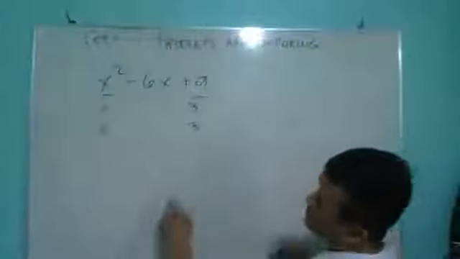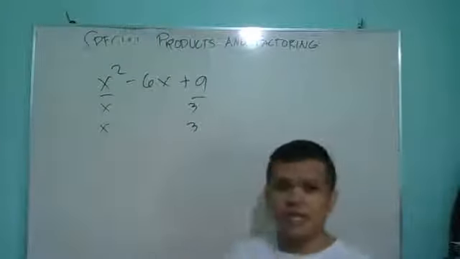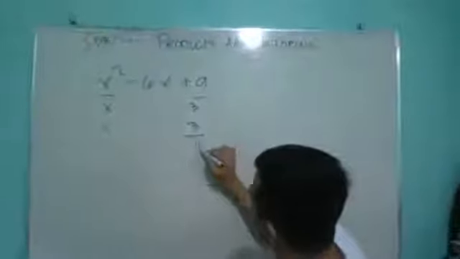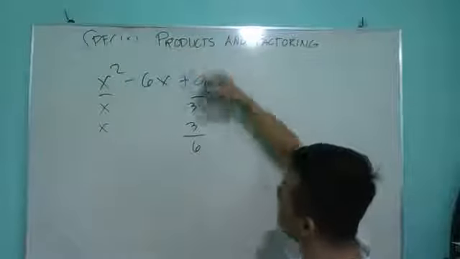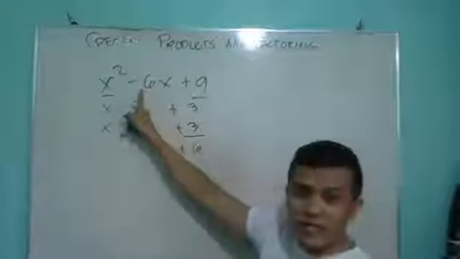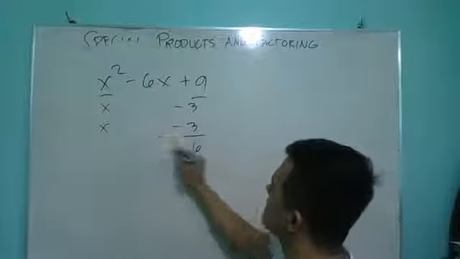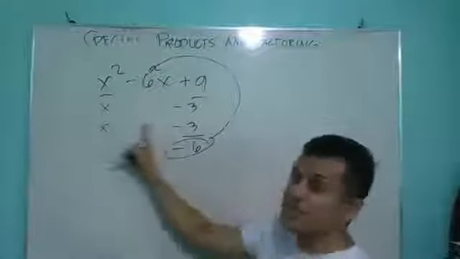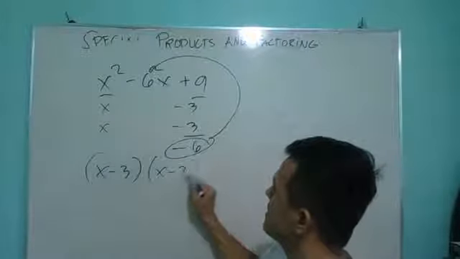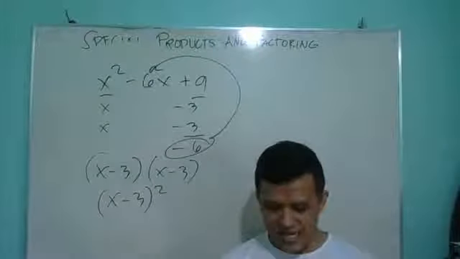Now, the question is, what must be the sign? Because this one and this one have different signs. But you must take note that if you add these, it will equal the middle term. If both are positive, this must be positive 6, which is not the same as the middle term because it is negative. So let's change this into negative. So this is negative 6, which is equal to the middle term. So our factors are now x minus 3, just copy that, times x minus 3, or you can say x minus 3 squared. Okay? That's it.